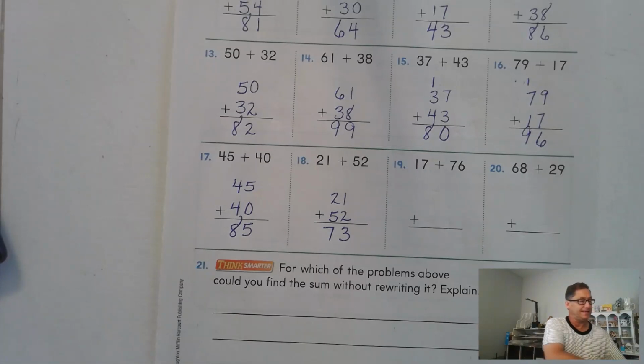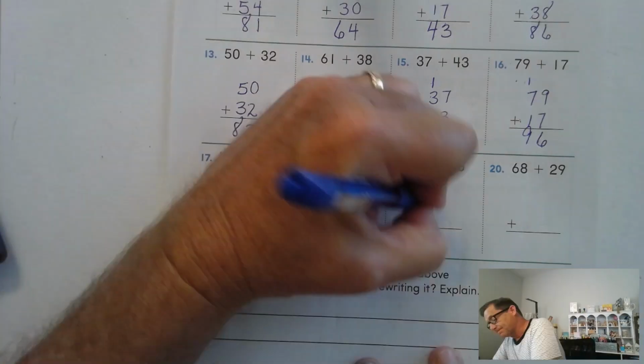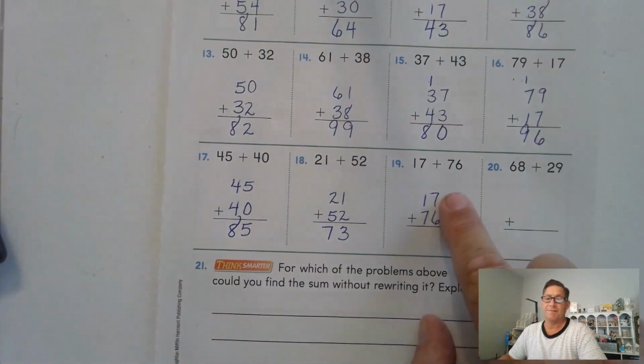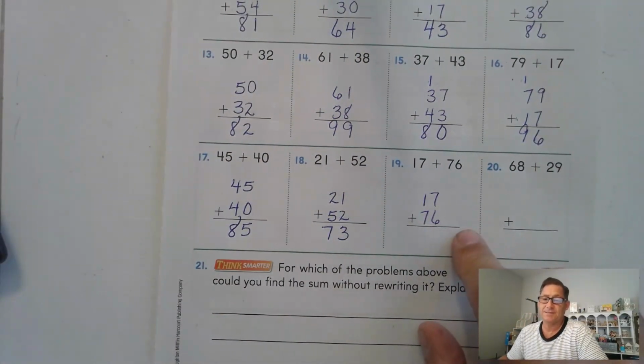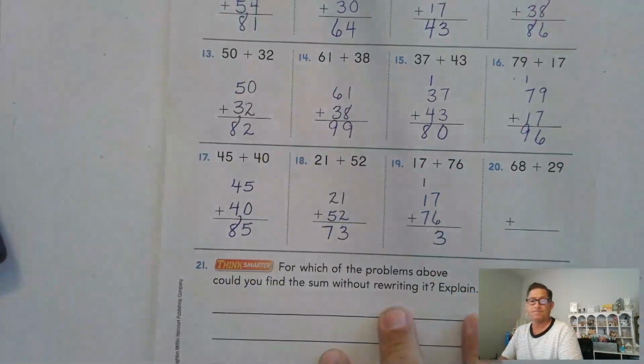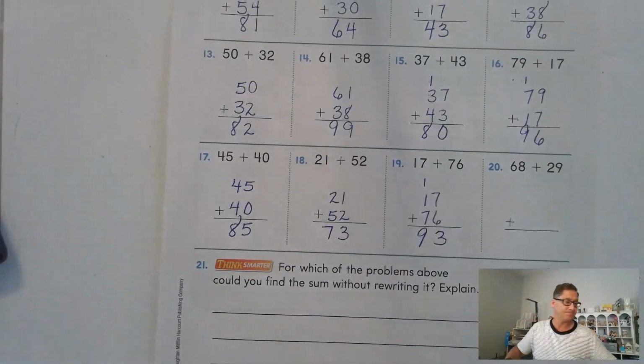17 plus 76. Okay. So 7 is 1 more than 6. 6 and 6 is 12. Plus 1 more, 13. 7, 8, 9. 9 tens.